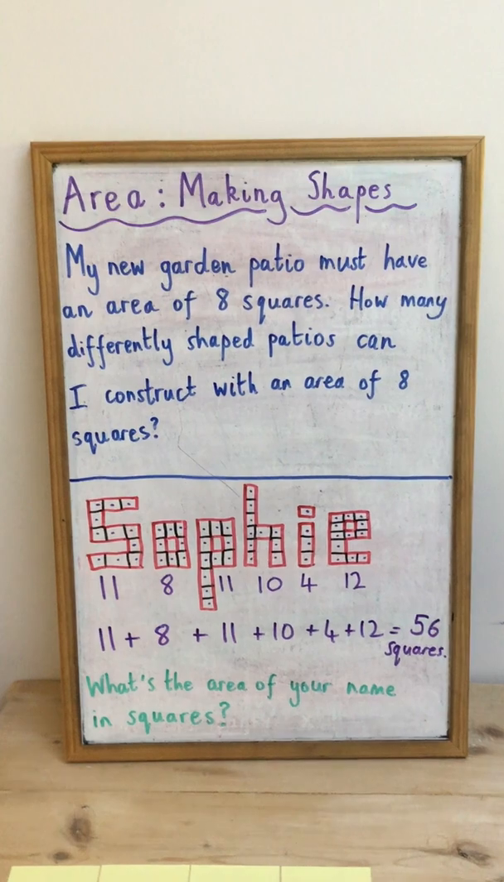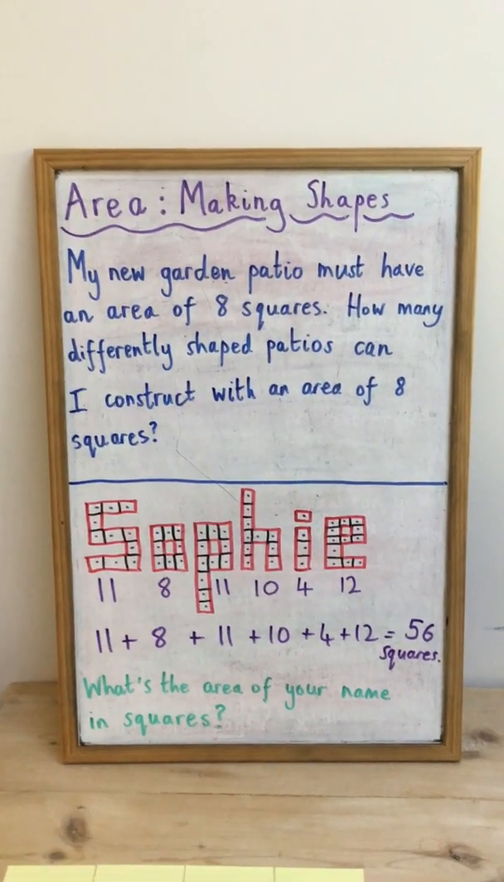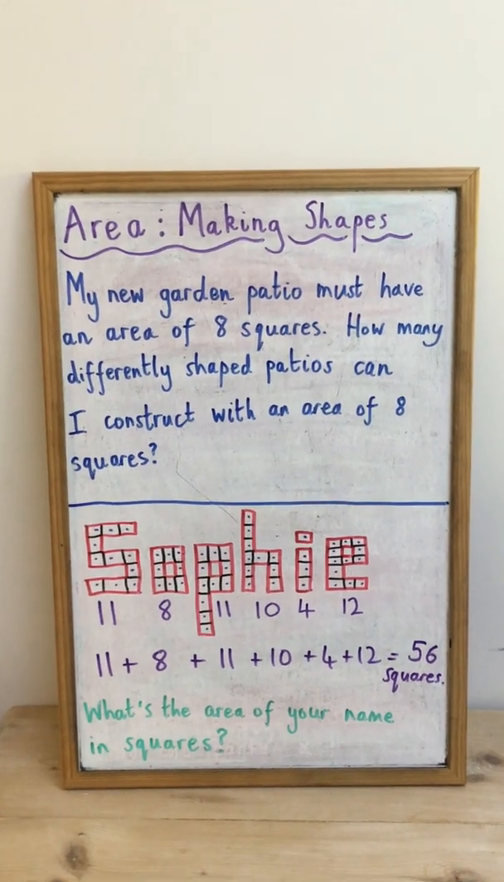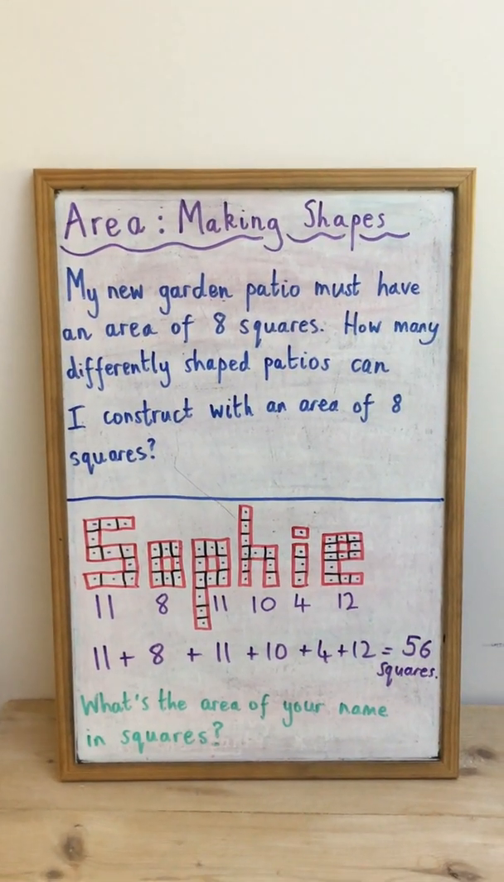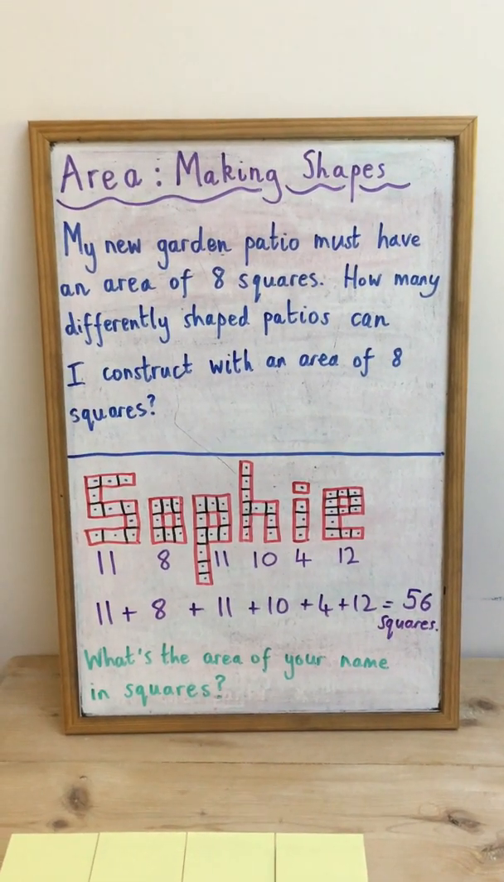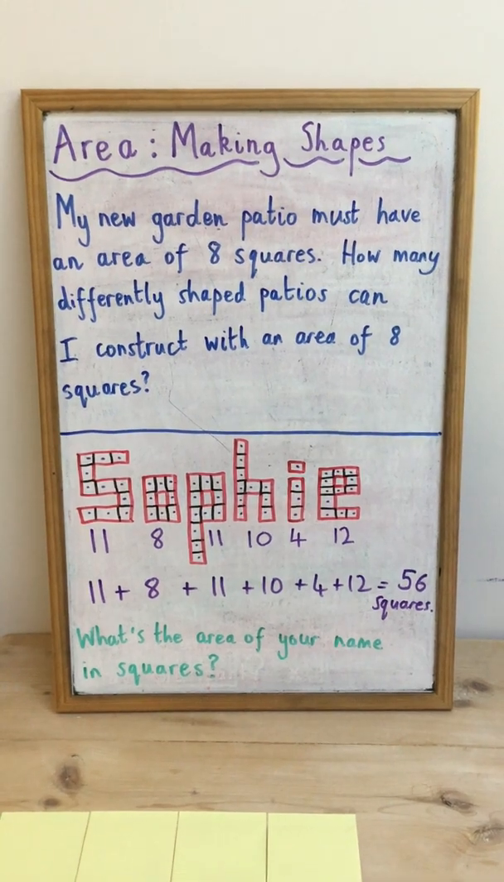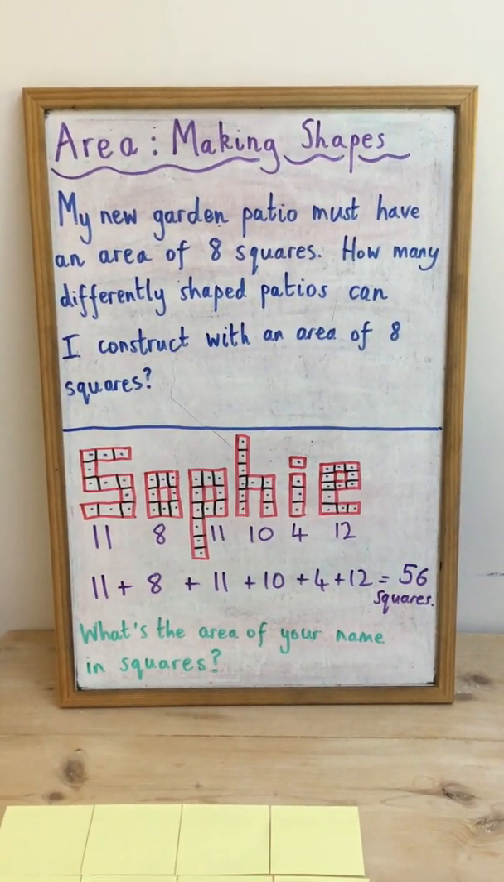So your second challenge is, what is the area of your name in squares? And you can use the squared paper that I send to you. So a couple of extra challenges. I'll also be sending along a worksheet that has got some more making shapes challenges for you to be getting on with. Good luck, take lots of photographs, and I'm looking forward to seeing how you get on.